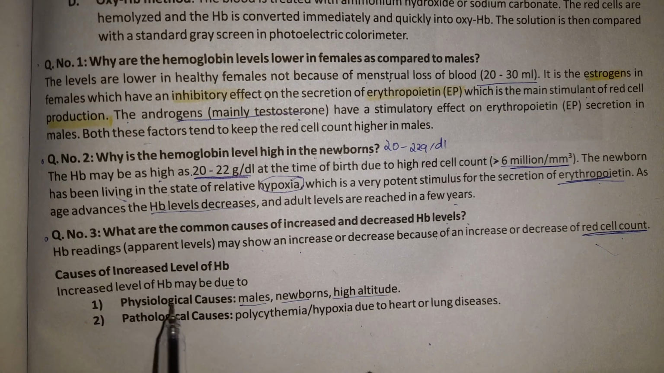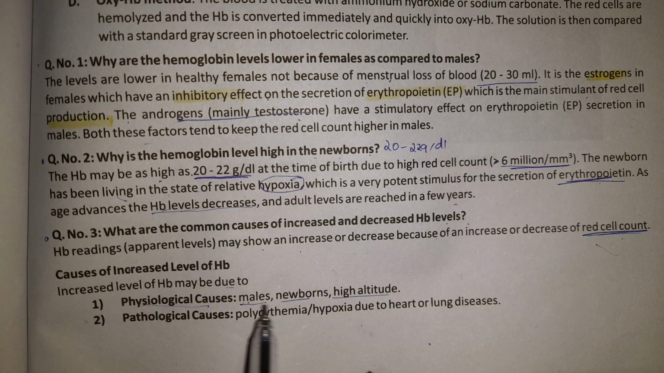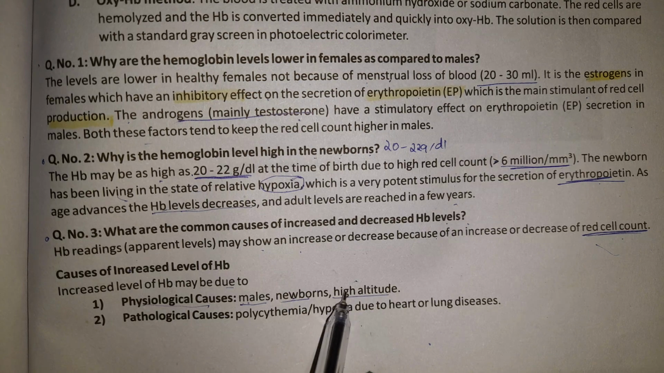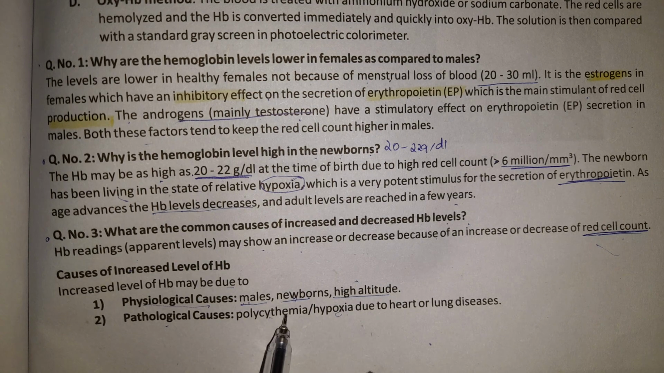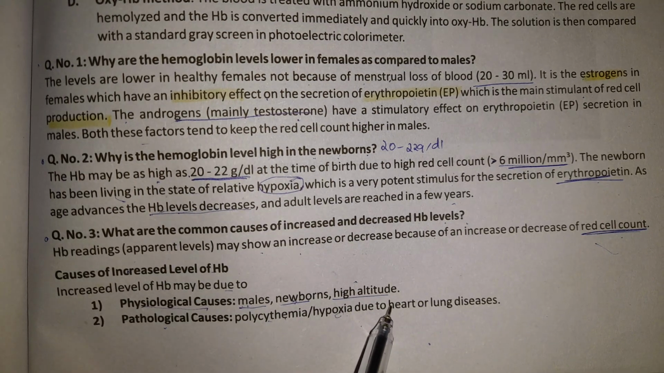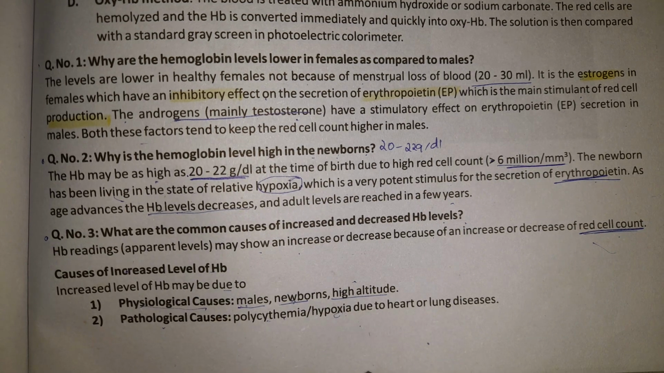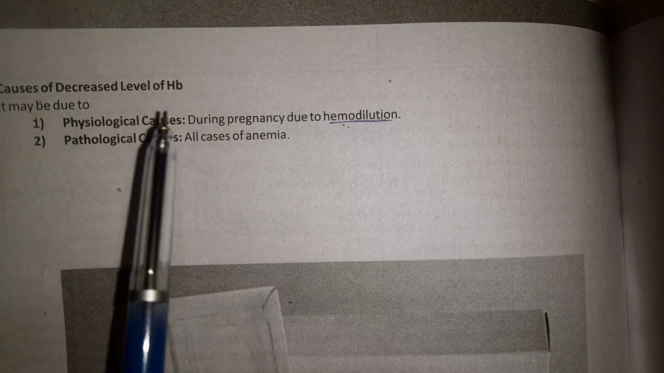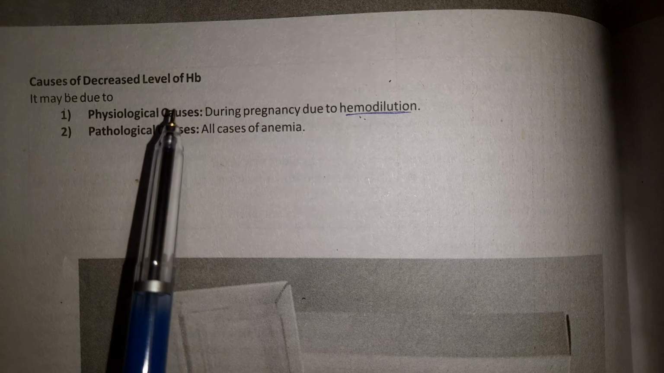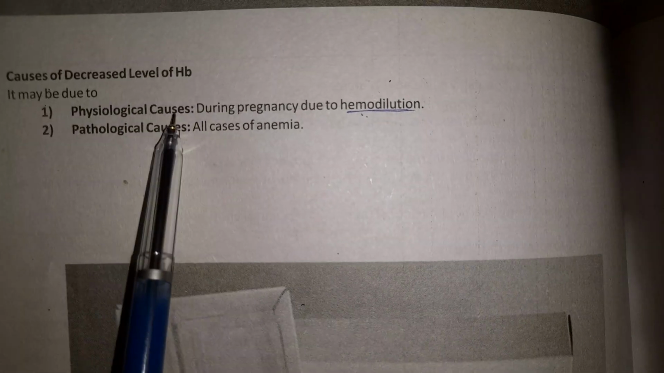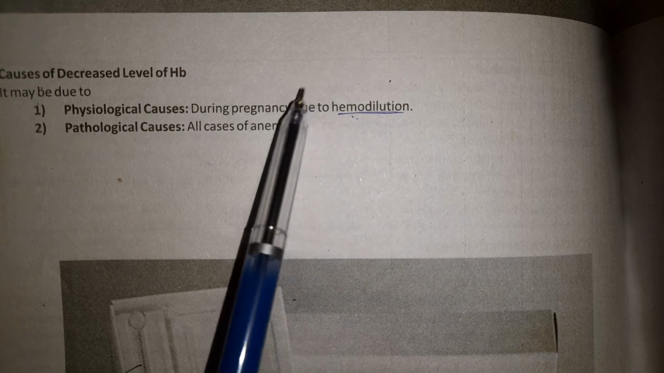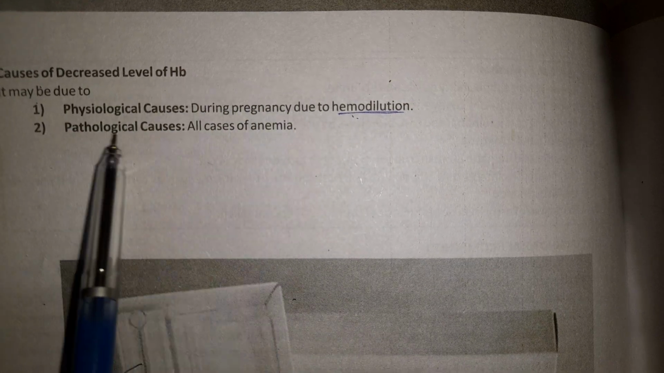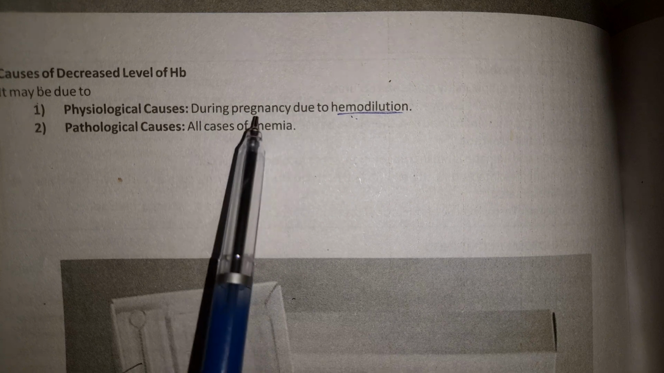Causes of increased hemoglobin level. Physiological causes are males, newborns, and high altitudes. And high altitude also causes hypoxia. Newborns also have hypoxia. Pathological causes are hypoxia and polycythemia. They can be due to heart failure or certain lung diseases. Now coming towards decreased hemoglobin level, they are due to pregnancy. In pregnancy, as in the previous packed cell volume experiment, we also saw that due to hemodilution, packed cell volume decreases. Also, hemoglobin level also decreases. Pathological causes are all sorts of anemia, which actually reduce the amount of hemoglobin in your blood.